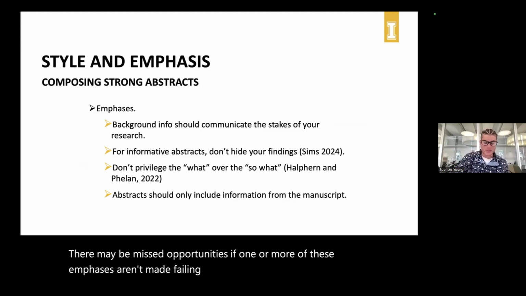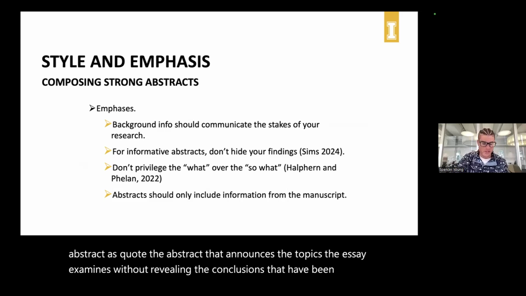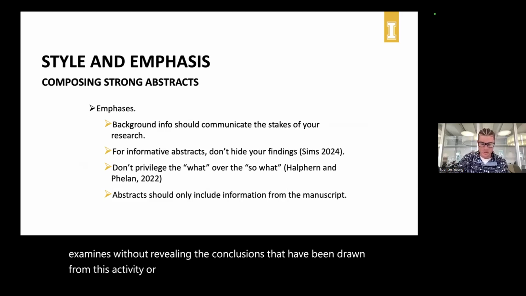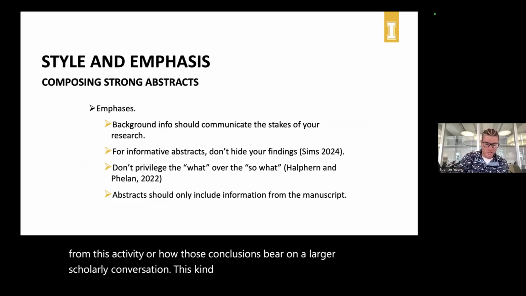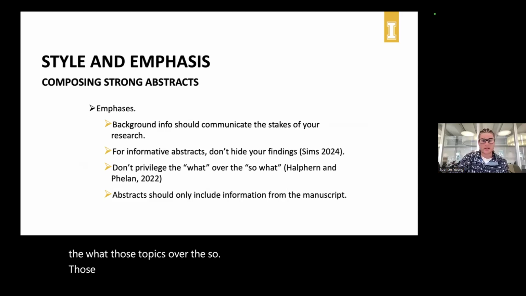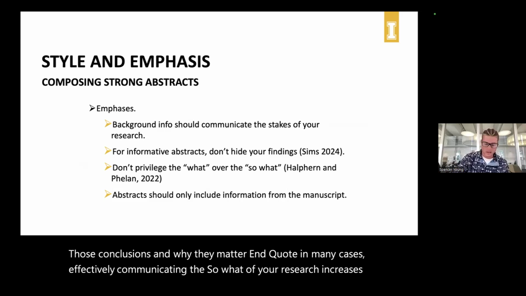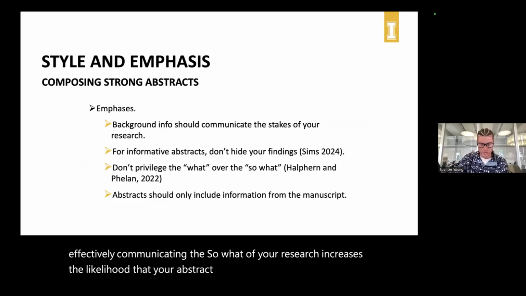Phelan and Halpern describe an ineffective abstract as, quote, the abstract that announces the topics the essay examines without revealing the conclusions that have been drawn from this activity or how those conclusions bear on a larger scholarly conversation. This kind of abstract mistakenly privileges the what, those topics, over the so what, those conclusions and why they matter, end quote. In many cases, effectively communicating the so what of your research increases the likelihood that your abstract makes a strong first impression upon your reader.